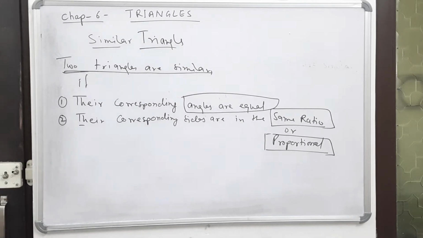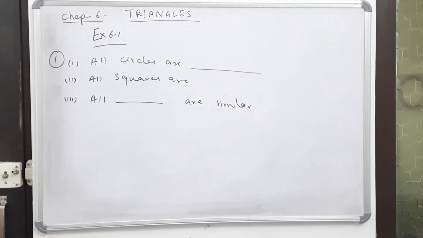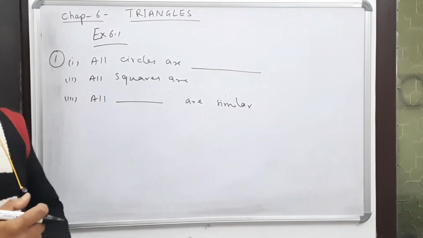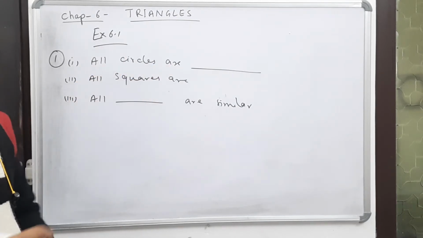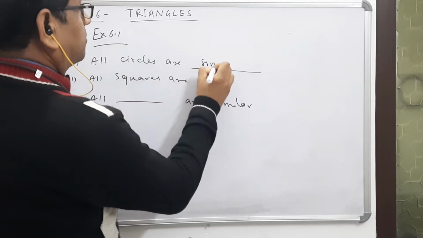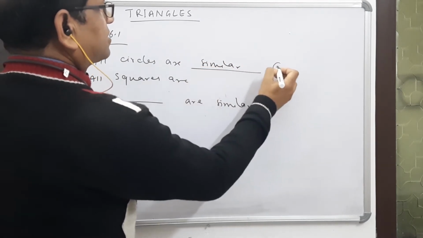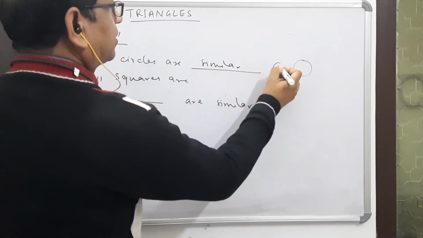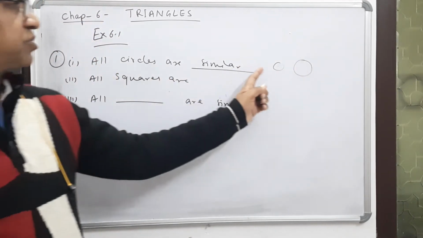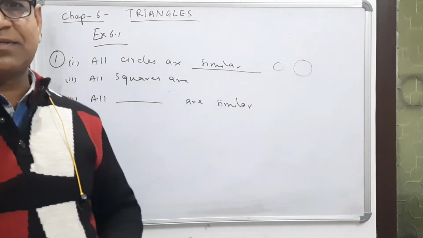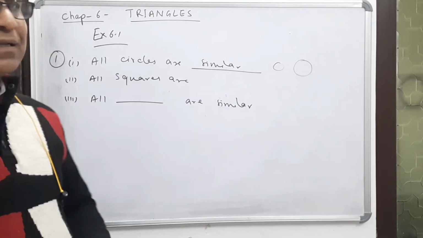I am taking exercise 6.1. Please see the problems of exercise 6.1. Yes, dear students, now you see exercise 6.1. The first problem is: all the circles are similar. See, if I draw one circle and I draw another circle, their radii will always be proportional. That is, the ratio will be the same. So all the circles are similar.